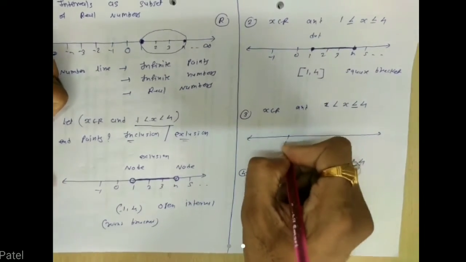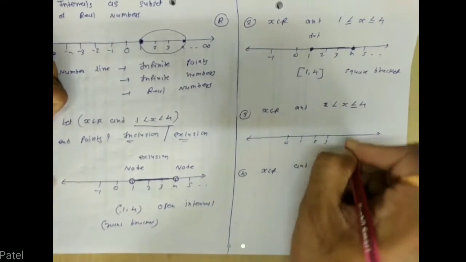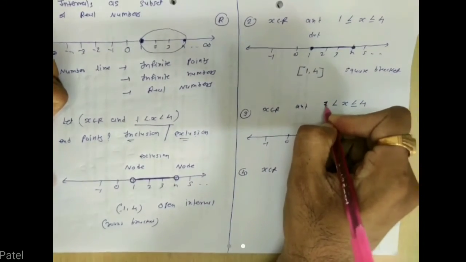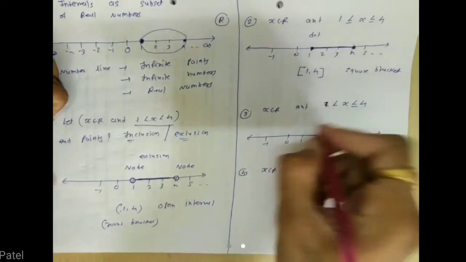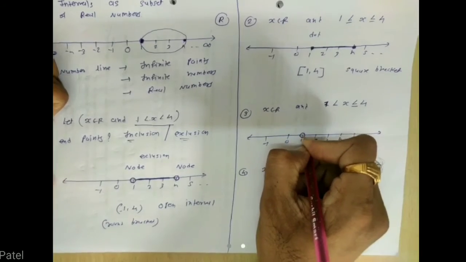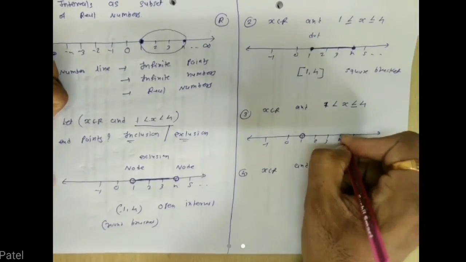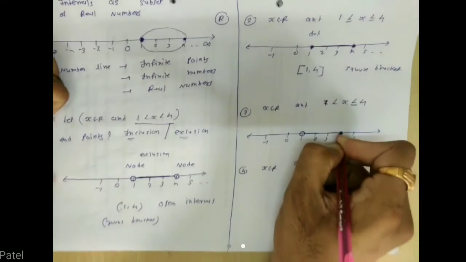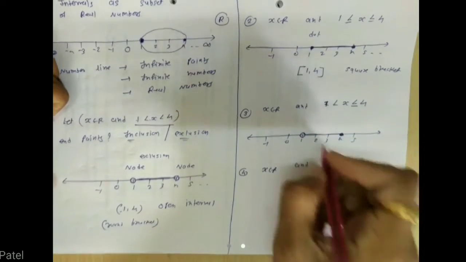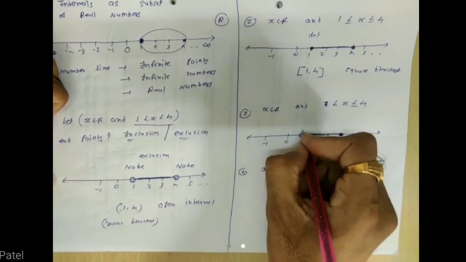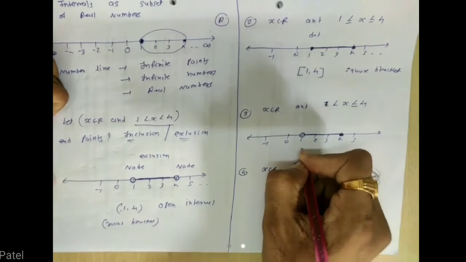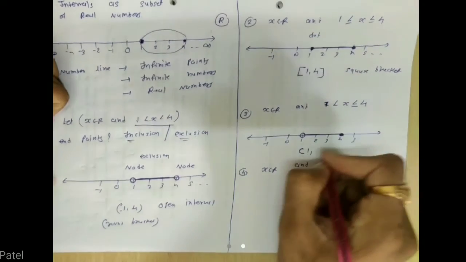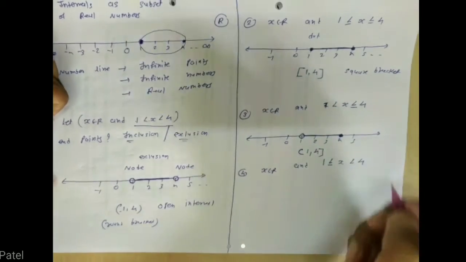Similarly, third case, 0, 1, 2, 3, 4, 5, -1. So here 1 less than x, 1 is excluded, so you have to put a node. 4 is included, so you have to put a dot, and all the values between 1 and 4. So this interval is represented by, this is node, this is dot. Node is represented by round bracket, and this dot is represented by square bracket. It means (1, 4].